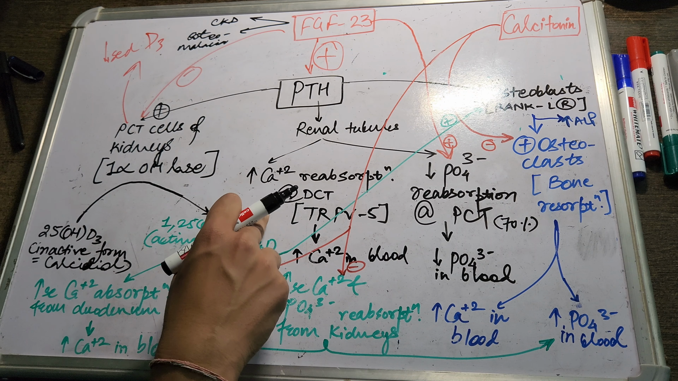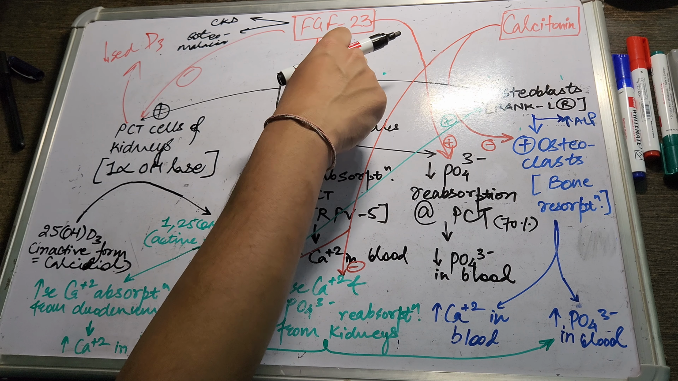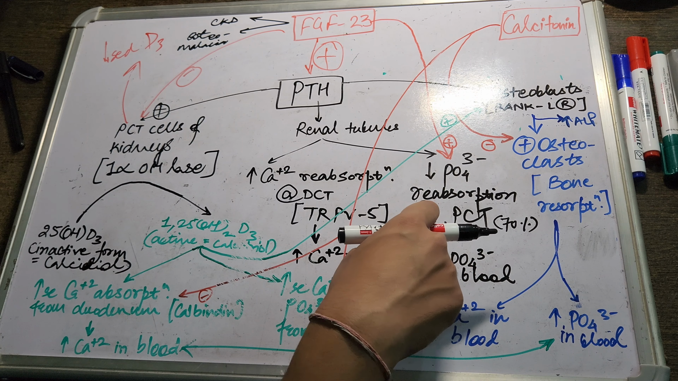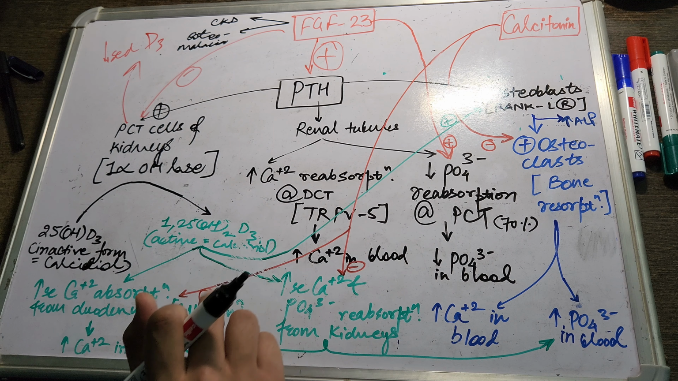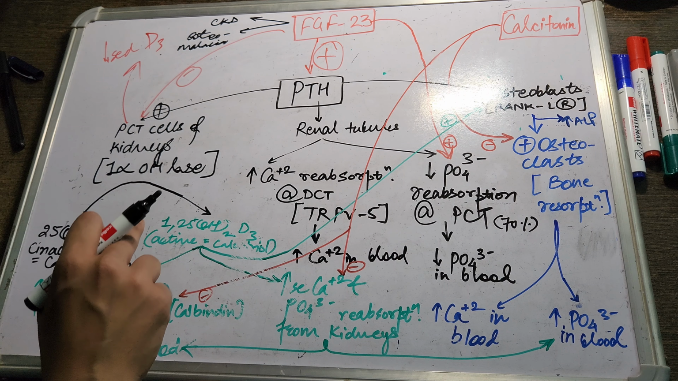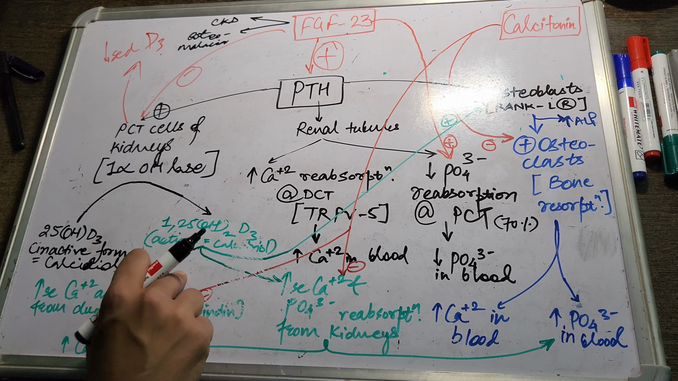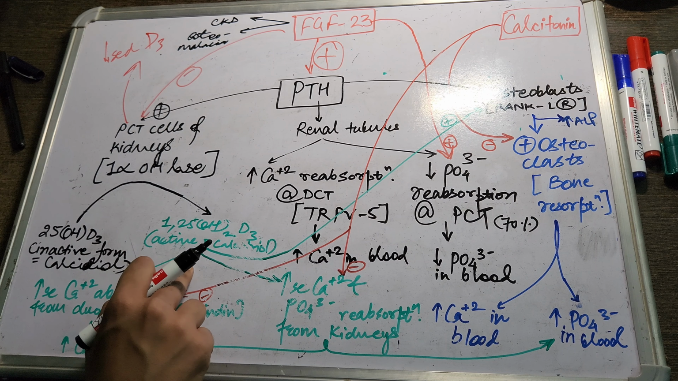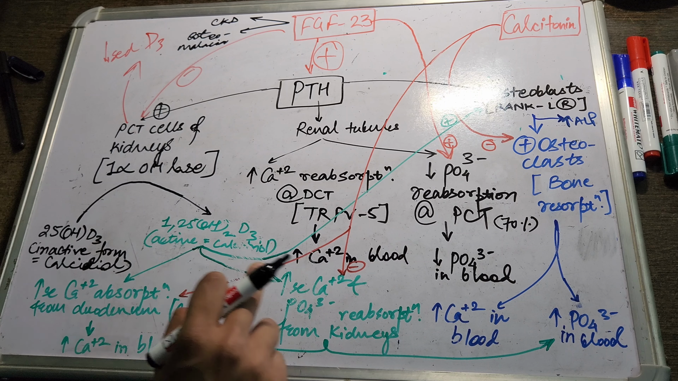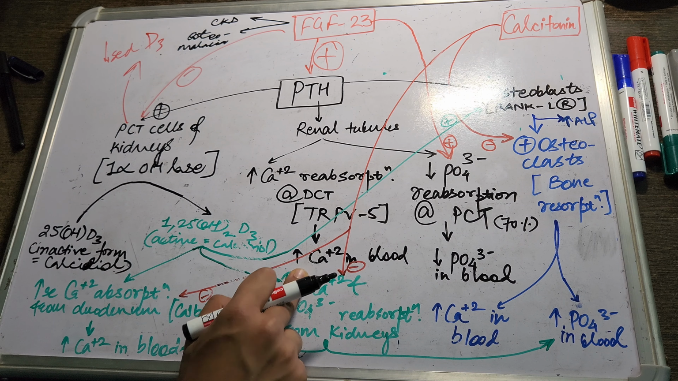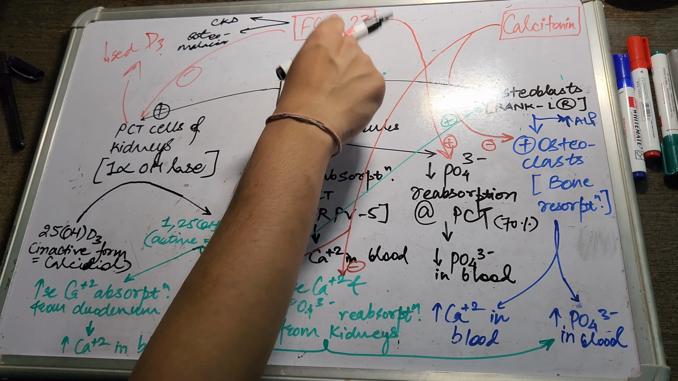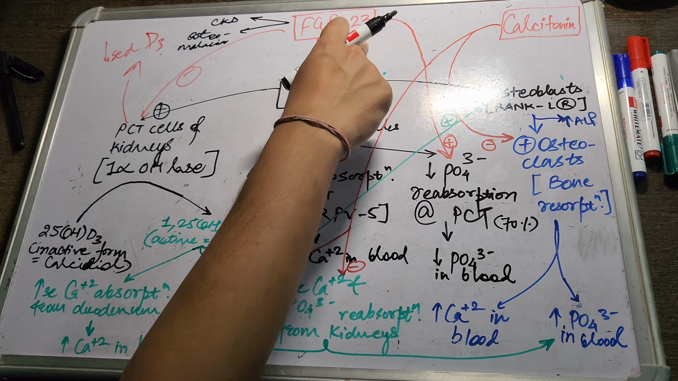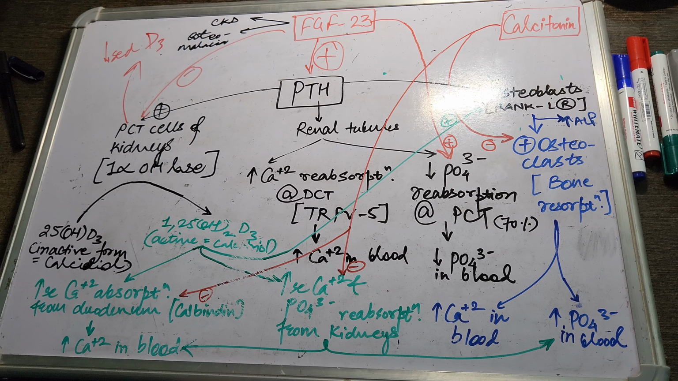Parathyroid hormone is increasing calcium concentration. Parathyroid hormone is decreasing phosphate concentration. But the clincher here is that FGF-23, since it is inhibiting the D3, calcium absorption from the gut cannot take place, and since calcium cannot be absorbed, calcium in the blood will decrease. Okay, so what are the two final outcomes of FGF-23? It decreases calcium concentration in the blood, and it as well decreases phosphate concentration in the blood.